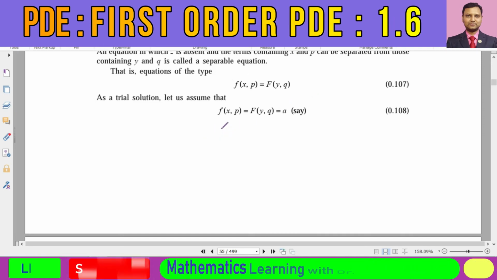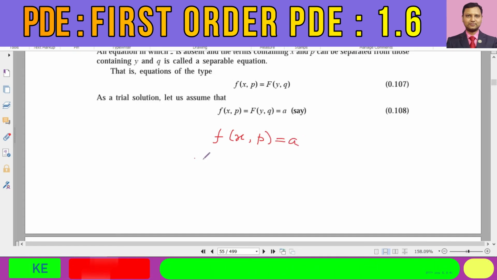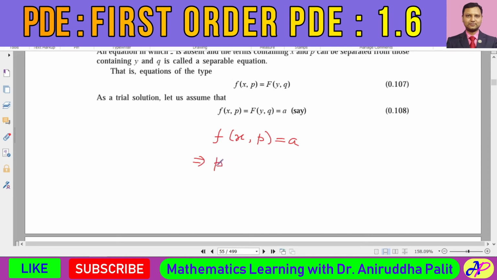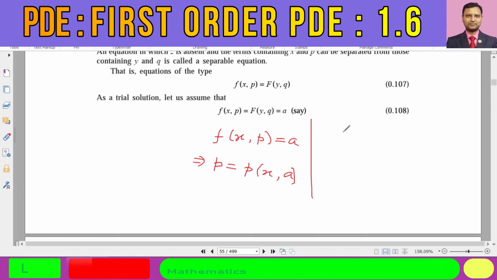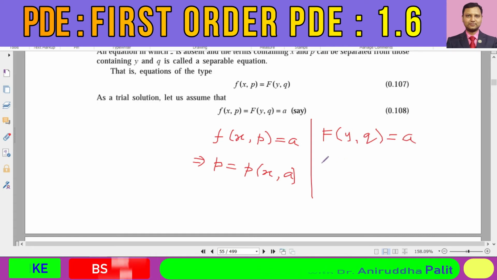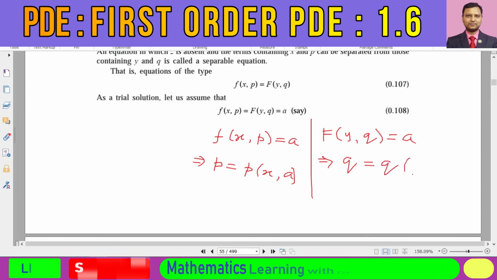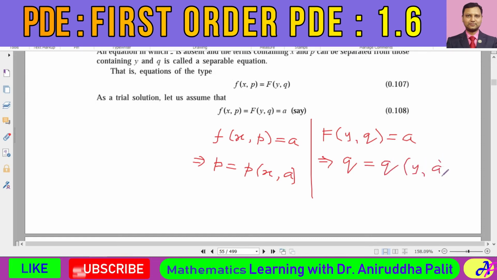So first of all, we can consider the left hand side. If this left hand side f of x comma p is equal to small a, then from this relation we can find this function p, which may be represented as a function of x and a. Got it? Similarly, if you consider the second relation, capital F of y comma q is equal to small a, then from this relation we can compute q as a function of y and small a.